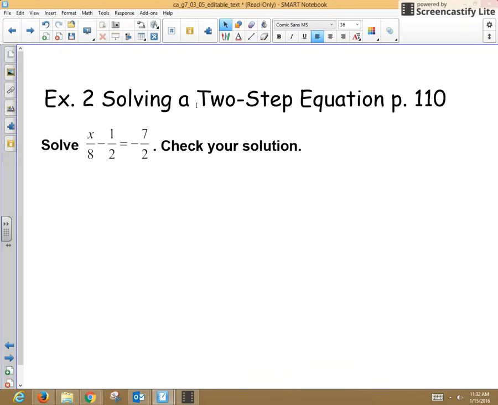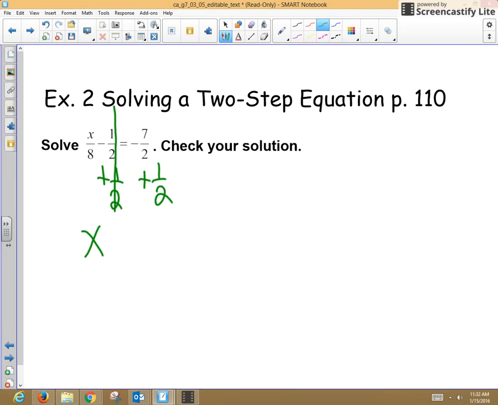Okay, example 2, solving a two-step equation, also found on page 110. So we need to solve x over 8 minus 1/2 equals negative 7 over 2. So again, we undo any addition or subtraction first. So I'm going to add 1/2 to both sides to start to isolate my variable. Negative 1/2 and positive 1/2 cancel out to 0. So we're left with x over 8 equals, now we have negative 7 plus 1 is negative 6 over 2.